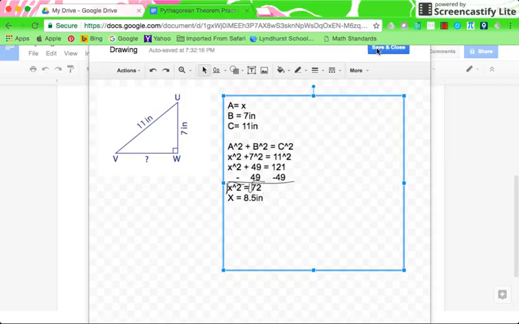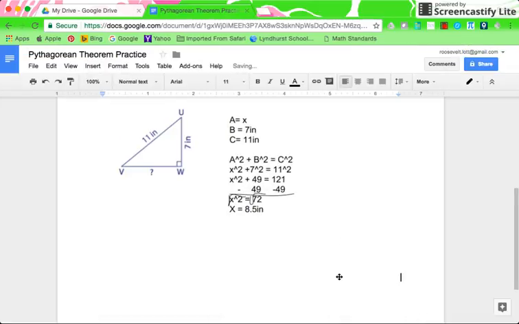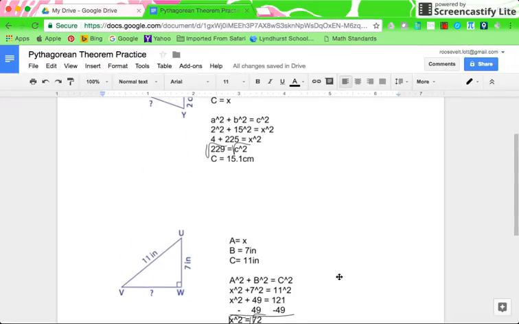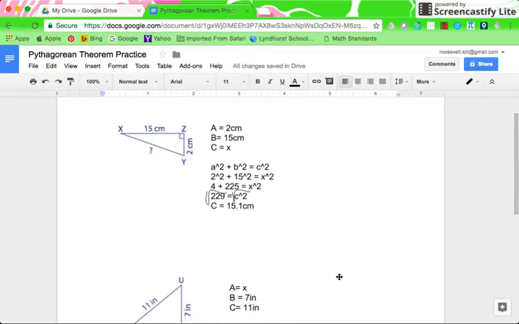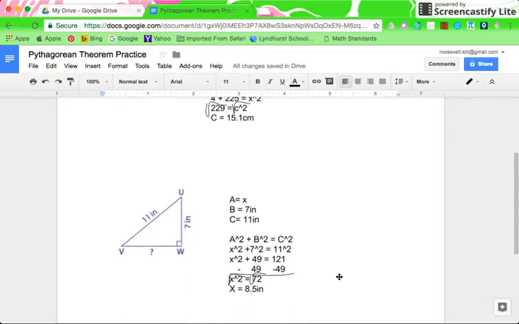So now I can save and close this. Oh, look at that. I have another problem right there. That is pretty cool. There's my 2 problems, all my work, nice, neat, organized. Now, I hope you enjoyed watching this. Not only did you learn how to find the leg and the hypotenuse of a triangle, but you also learned something about this new tool on Google Docs that I believe you can use in any Google Doc, PowerPoint, anything.